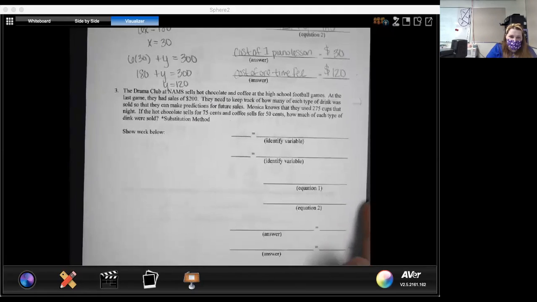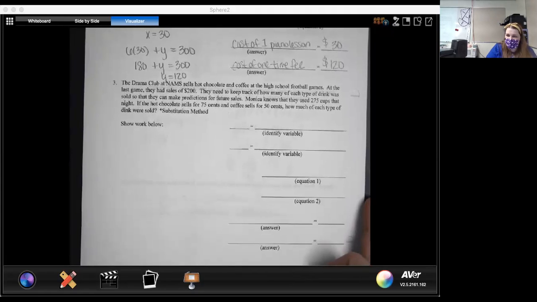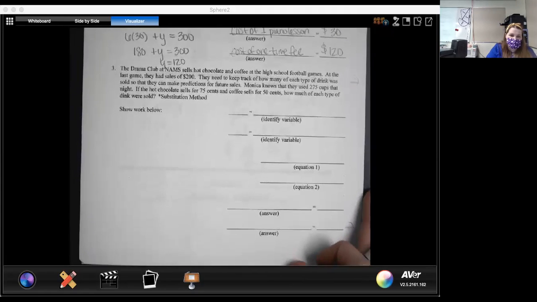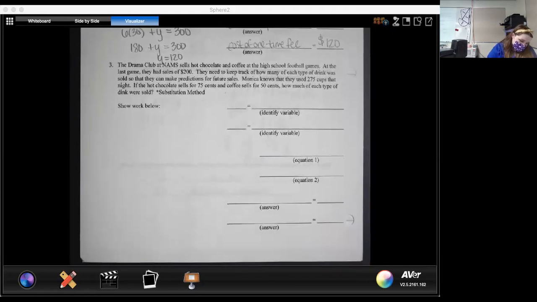This one's a little bit longer of a setup, but again, you can summarize if you cannot print. Okay, the drama club at NOMS sells hot chocolate and coffee at high school football games.